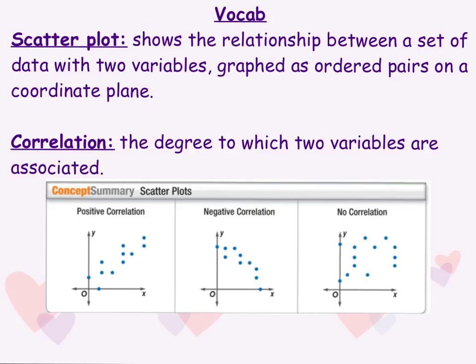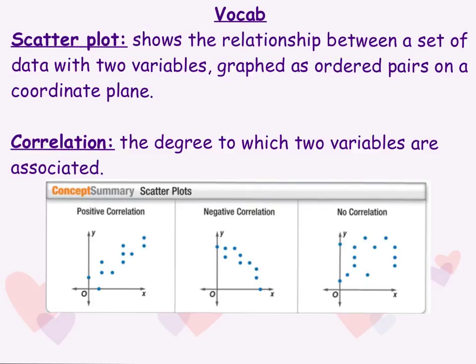So before we actually look at drawing our line of best fit, which is our ultimate goal for this lesson, we have a couple vocab words that we need to take a look at. The first one being a scatter plot. A scatter plot shows the relationship between a set of data with two variables. They're graphed as ordered pairs on a coordinate plane. You'll notice down here, these are examples of scatter plots. They're dots that are kind of all over the graph. They don't make a perfectly straight line. They're just dots.